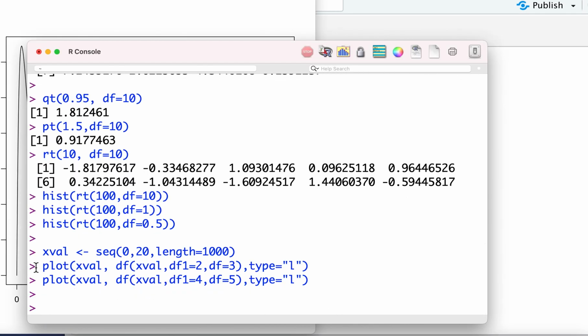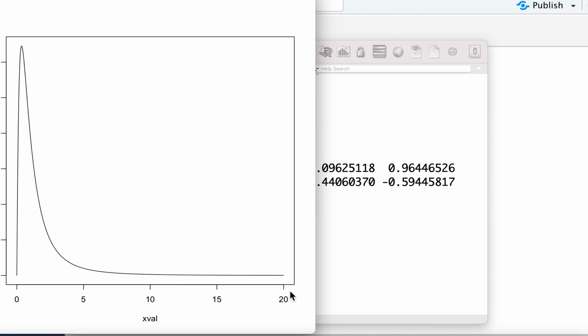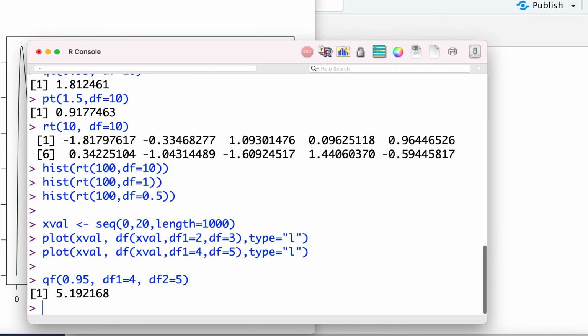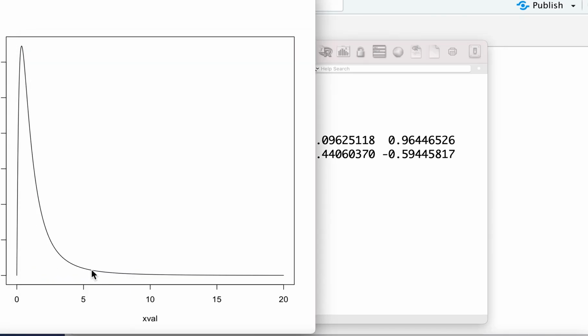So let's say I want to find the cutoff that has 5% above it. Guess what I do? qf. I want 5% above, so I want 95% below. By the way, you've got to be careful with that because this is not a symmetric distribution. And then I'll put the degrees of freedom. You have to put in degrees of freedom, 4 and 5. So it says the value 5.19 has 5% above it. So right around there, there's 5% out here.